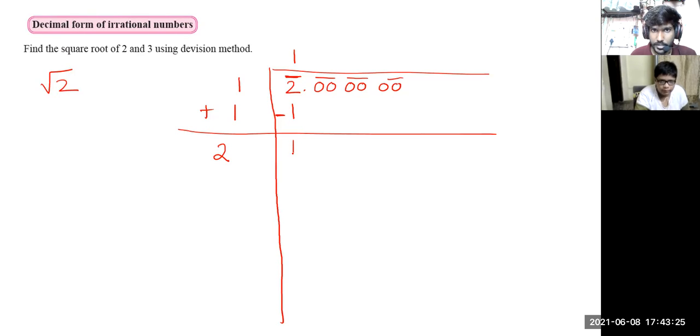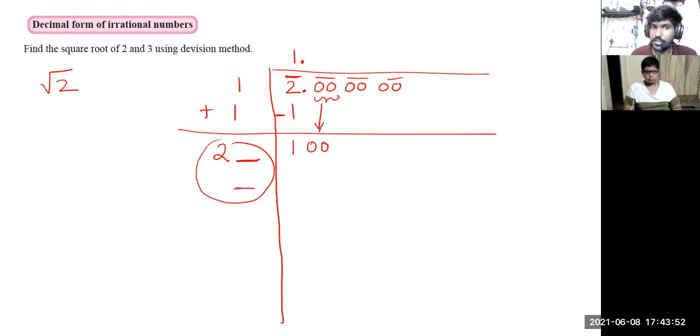Then you have to bring this entire pair down. So when you bring this 0, 0 down, and now here the decimal point was after one number, so you put here also the decimal point after one number. Clear? Now, here at this position, besides this 2, we have to put such a number that after multiplying that number with the same number, you should get 100 or a number close to 100.